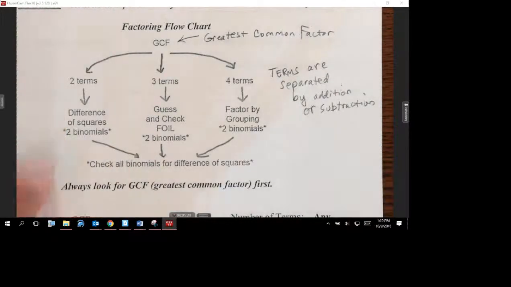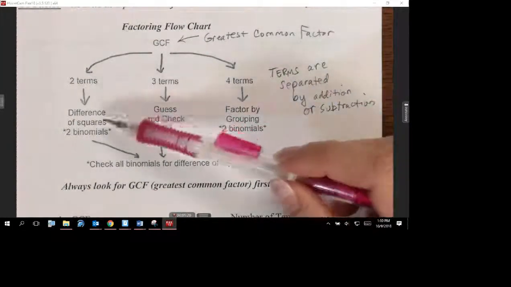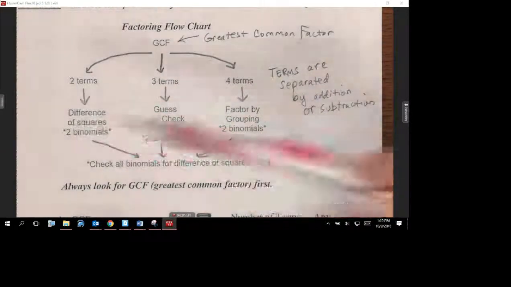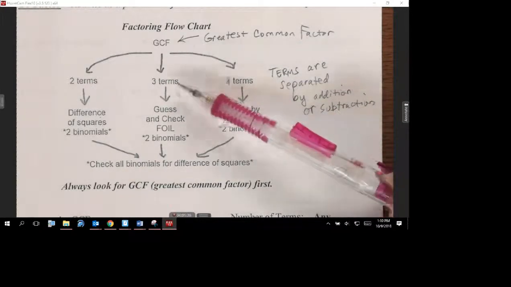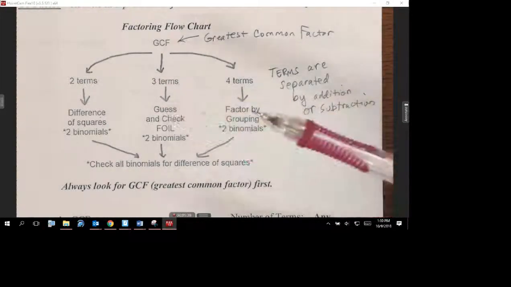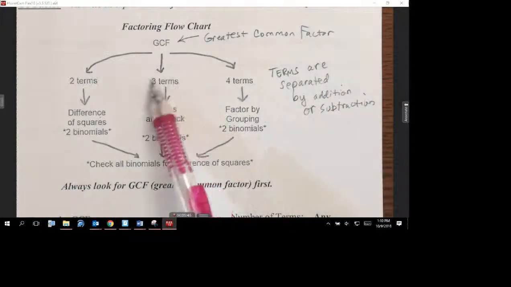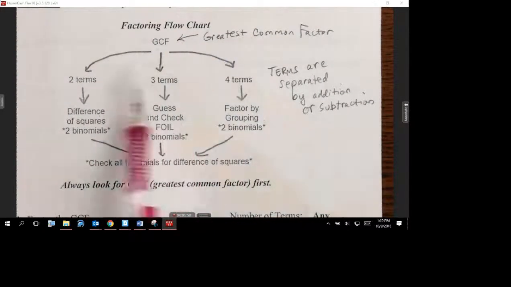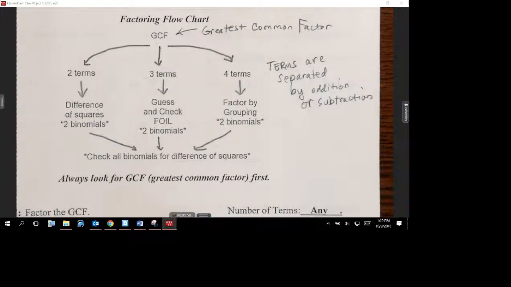If it's 4 terms, then you will do something called factor by grouping, which I will show you how to do today. If there's 2 terms, then you will do something called factoring by difference of squares, which I will show you how to do today. If there's 3 terms, then you're going to do something called guess and check factoring, which I'll show you how to do tomorrow. So today we won't be doing 3 terms. We're just going to do 2 and 4 and GCF. After this, then you will check all binomials that are left for something called difference of squares, which again I will show you how to do.